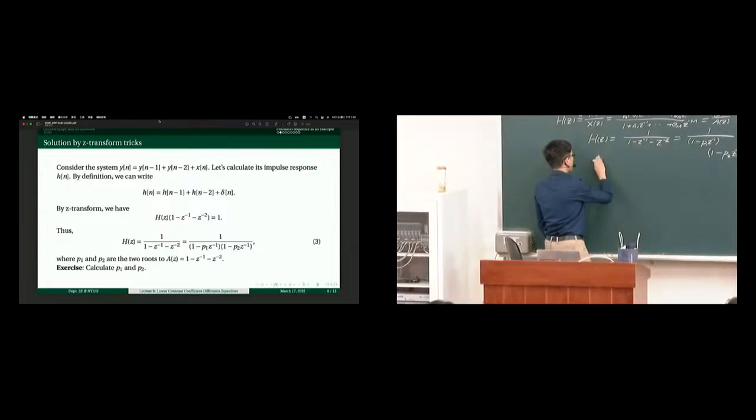How do we start? P1 and P2. Okay, let me use this. P1 and P2 can be found by applying that simple formula for solving a quadratic, right? Find the root. So if this is A, let's say A equals 1, B equals minus 1, C equals minus 1.